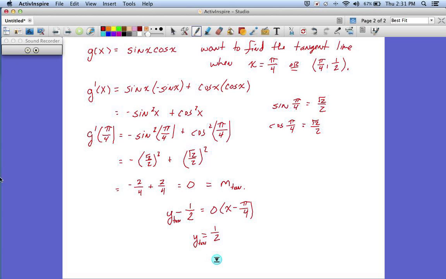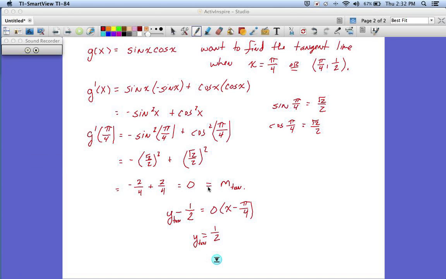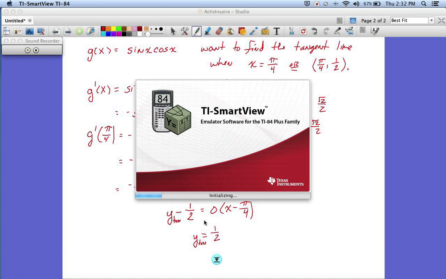Now this is interesting, and I'm going to have to pull a graph up for this one. So let's see how this appears on the video here. Give that a second to pop out. We're actually going to graph g of x and confirm that in fact y equals 1/2 is in fact a tangent line. That's a horizontal line at 1/2.